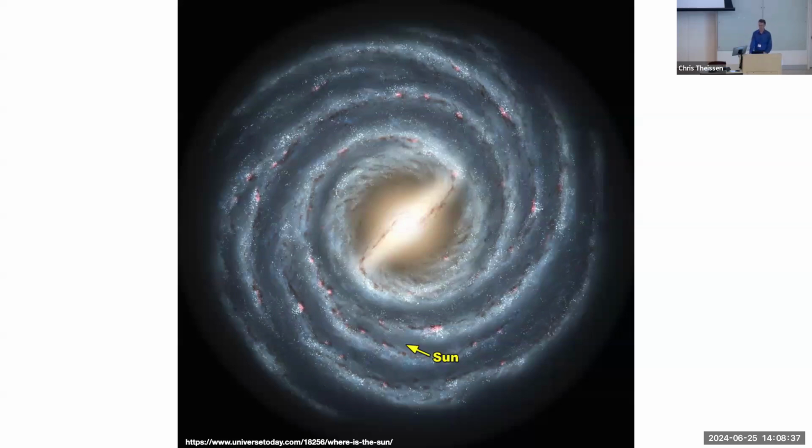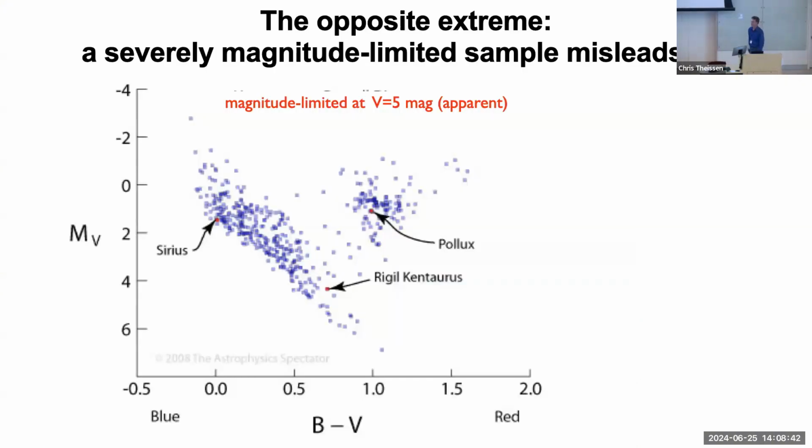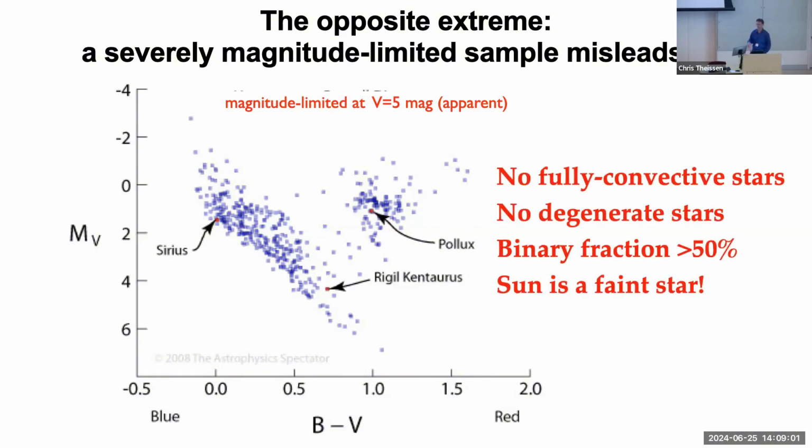And when I'm talking about why volume limited samples, I like to look at the extreme opposite, a very severely magnitude limited sample, like naked eye stars. This is from Hipparcos. If this was the picture here, we would know nothing about M dwarfs, brown dwarfs, white dwarfs. We would have no Splinter today. Sorry. But a little more seriously, we'd be missing chunks of astrophysics, no degenerate objects, no fully convective stars. We would get the binary fraction wrong. We would think the sun is a faint star. We would just get things wrong.